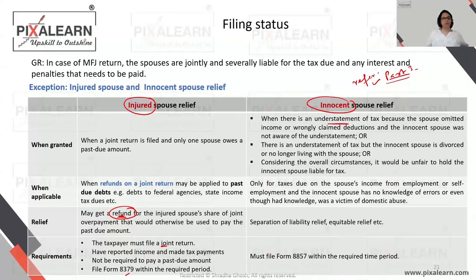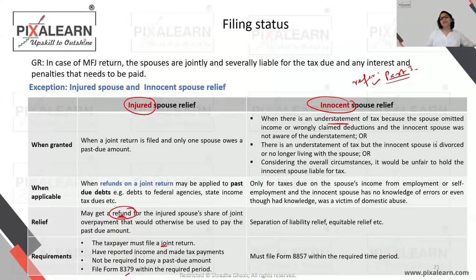Okay, so the first thing very clearly is, remember, injured is when your money was utilized for paying the past debt of somebody. So you got injured because you lost your money, and now you're applying to get the refund. Innocent is you have underpaid the taxes, there's a liability, and now you're asking the IRS to absolve you of that liability. So one is a refund, another is a payment.